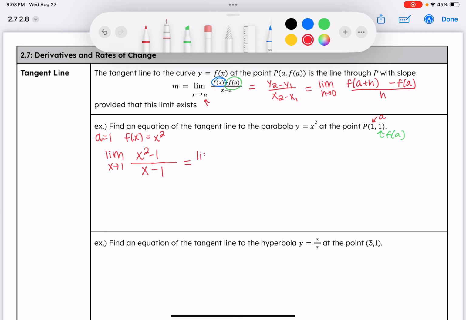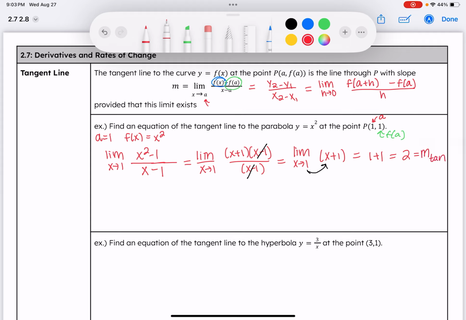Well, we know how to factor. We can factor the numerator to be an x plus 1, x minus 1, all over x minus 1. We see that your x minus 1s will eliminate. So you're left with the limit of x approaches 1 for x plus 1. And now we know that x plus 1, that's a polynomial, so it's continuous, so we can evaluate this. So you are going to take that 1 and evaluate, and you get 1 plus 1 equals 2. Okay, and again, this is your slope of your tangent line, which is your derivative.